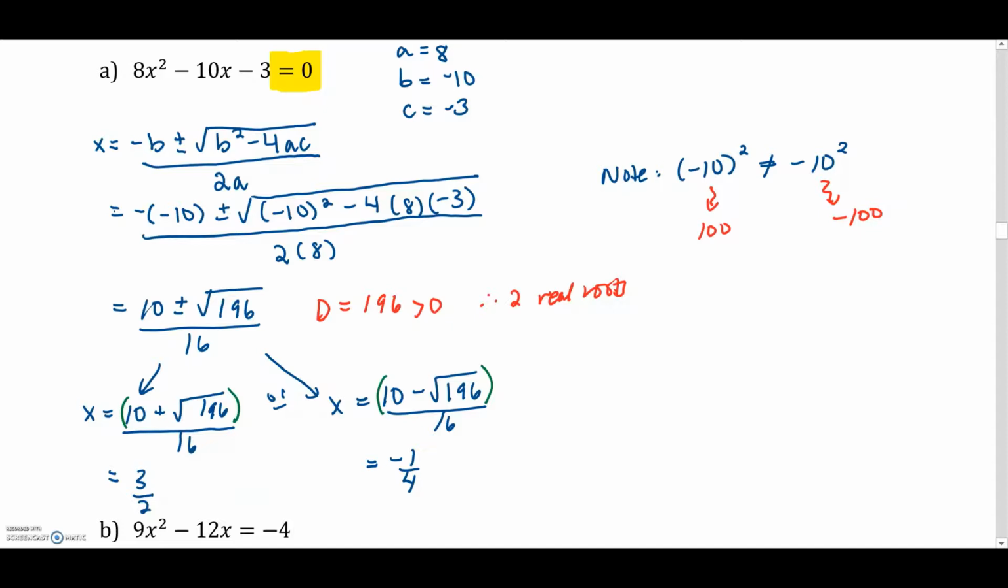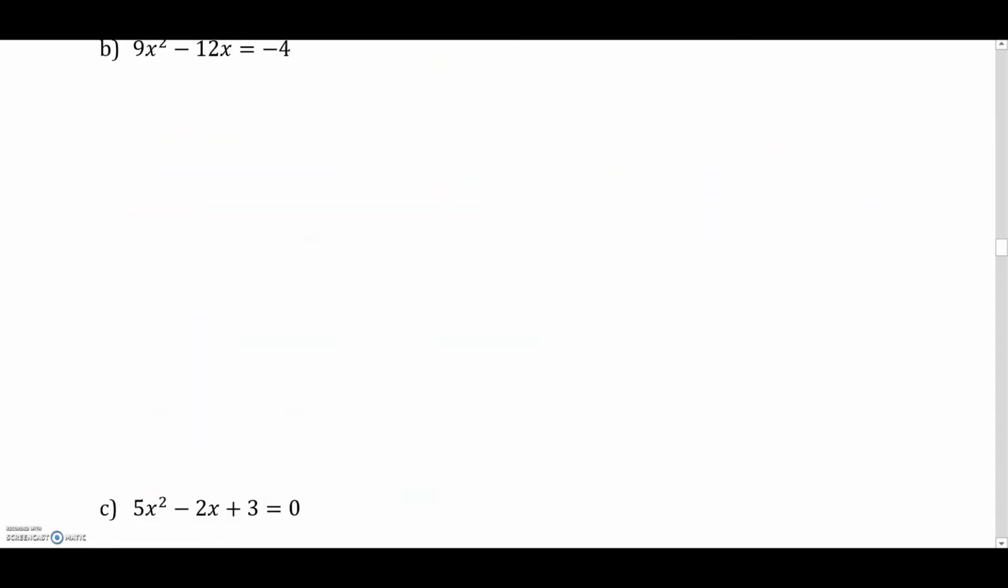Now that we have two solutions, we can verify that they're correct by plugging them in to our original equation and checking that the left side reduces to 0, which is the value of the right side. Looking at part B, we have 9x squared minus 12x is equal to negative 4. But remember, to apply the quadratic formula, we must have a quadratic equation that is equal to 0.